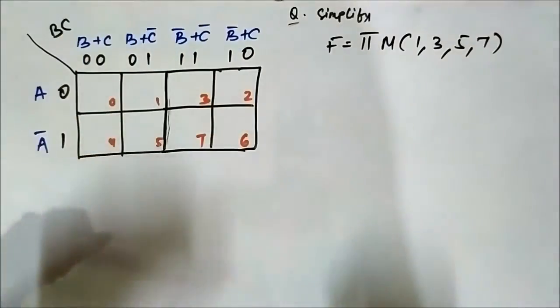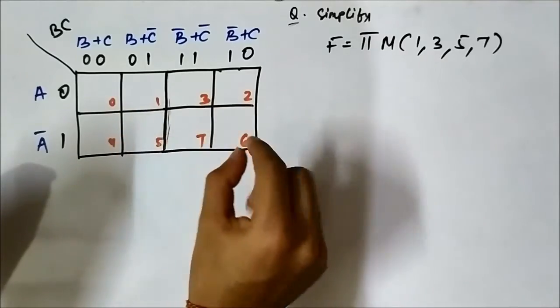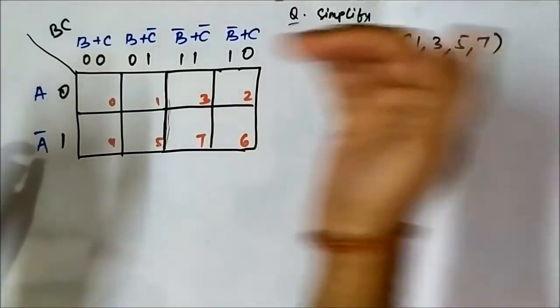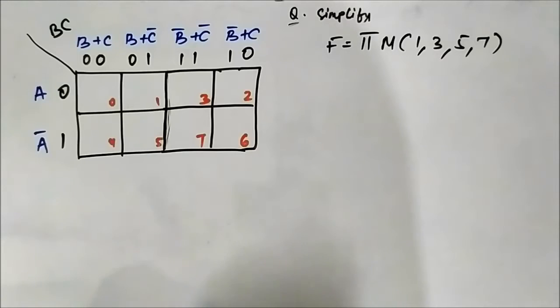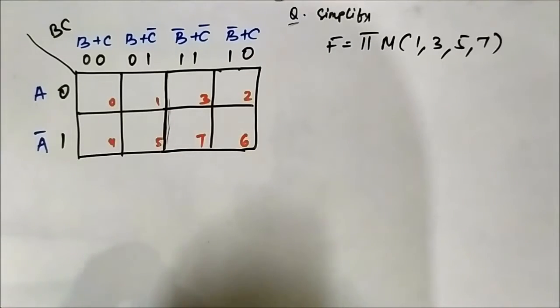So always have the K-map ready in this format. Write the decimal value of each cell in small so that you can directly mark the respective cells, whether it is given in min term or max term format.